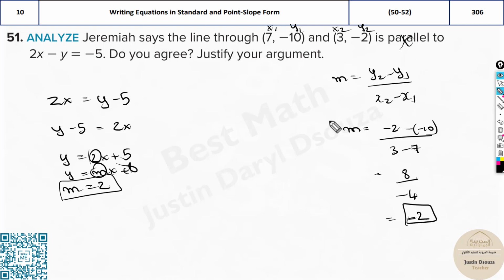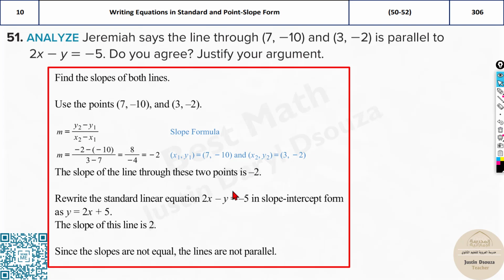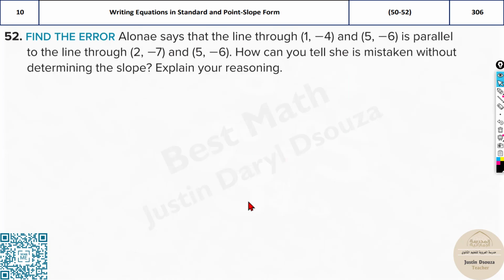Are the slopes perpendicular? No. If m and m are equal, it's parallel. But if it had to be perpendicular and you have 2, then the other one would be negative 1/2, which is not the case. So we can tell they are neither. The slopes are not equal, so the lines are not parallel, and it is also not perpendicular because they are not negative reciprocals, not inverses of each other.